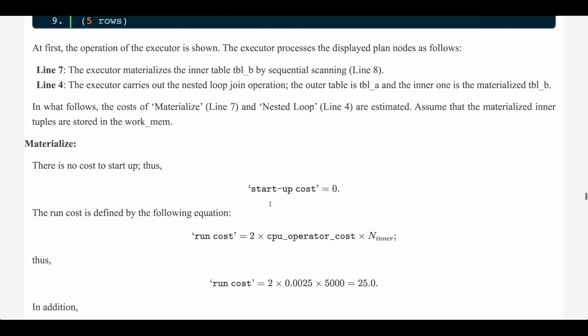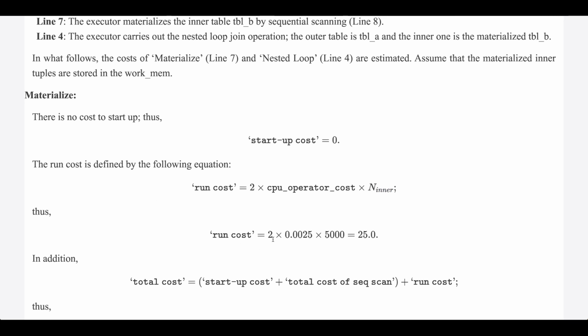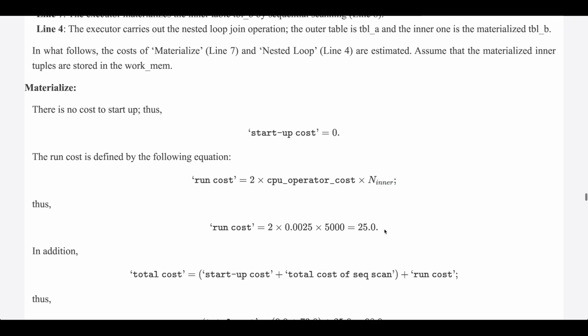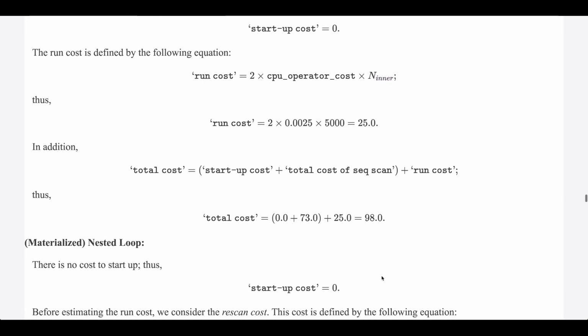There is no cost to startup, thus startup cost is 0. The run cost is defined by the following equation. Run cost is 2 times the CPU operator cost times the number of N inner. Thus, run cost is 2 times 0.0025 times 5,000, which equals 25. In addition, total cost equals the startup cost plus the total cost of sequential scan plus run cost. So total cost is 0 plus 73 plus 25, which equals 98.